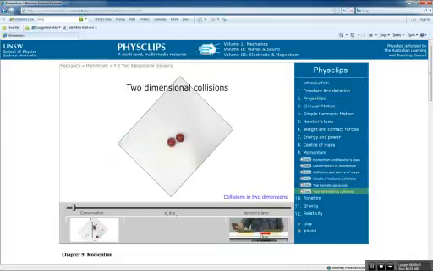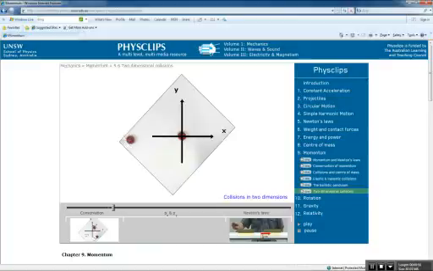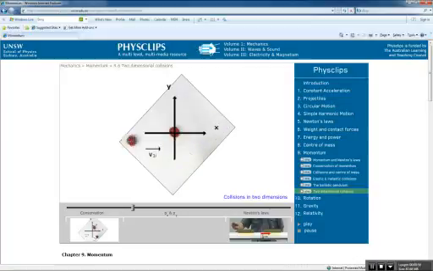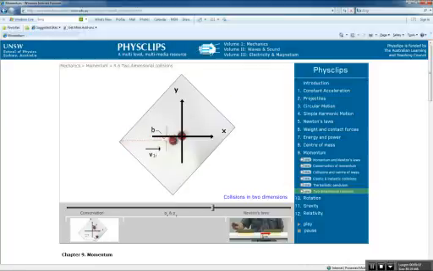To analyse two-dimensional collisions, remember that momentum is a vector, and that if the external forces are negligible in any direction, the momentum is conserved in that direction. Conservation of momentum in the x and y directions gives us two scalar equations. However, the final velocities have magnitudes and directions, so there are four unknowns. If the collision is elastic, that gives one more equation. Details of the collision geometry, for instance involving the impact parameter, b, can give another.